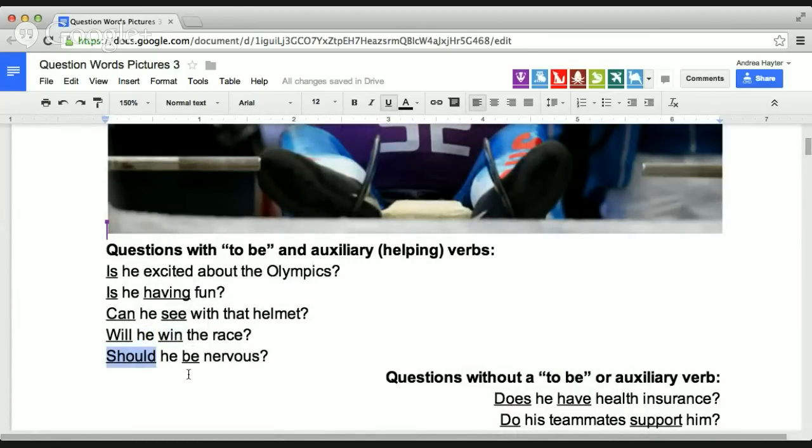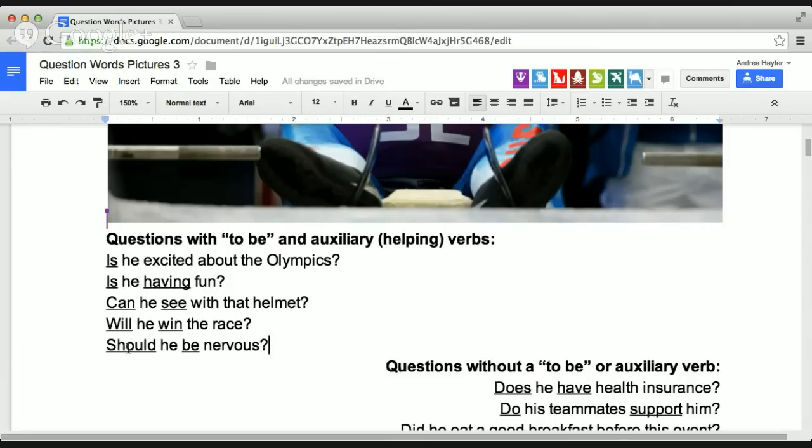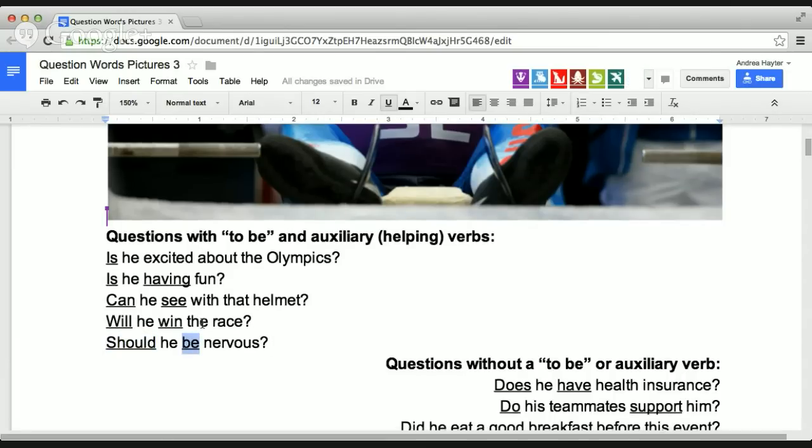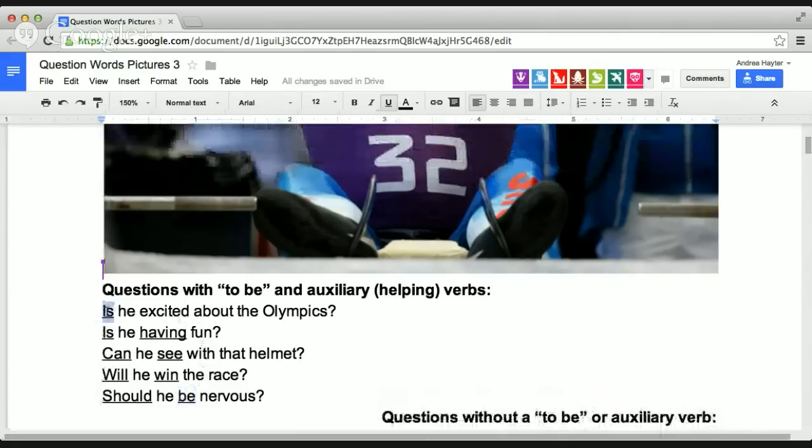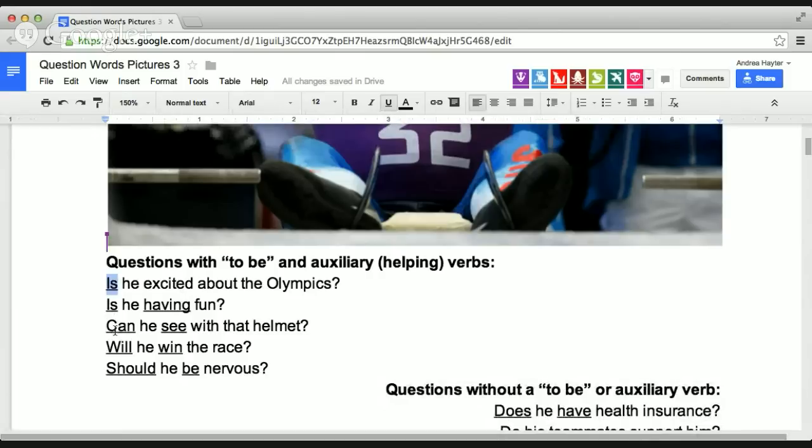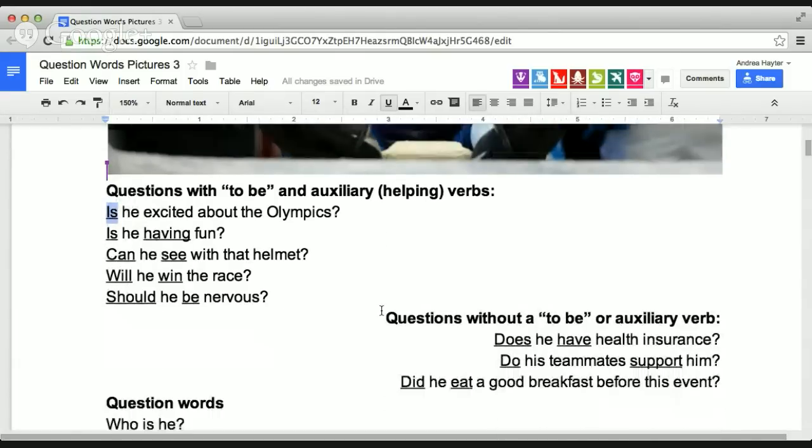And then, should he be nervous? Now we have be here. That's okay to have as your second verb because the auxiliary verb is always first. Should he be nervous? You could say is he nervous as well. But here adding the word should moves be to this position. So starting with is, are, were, was, and then can, will, should, would. Those are verbs that you will have at the beginning.